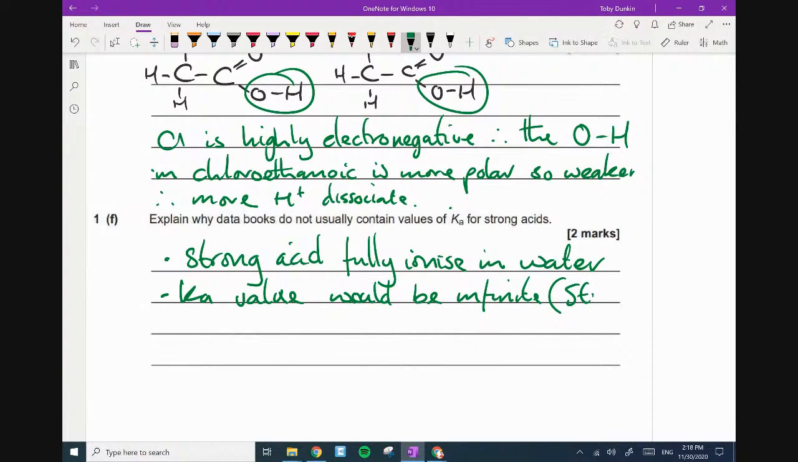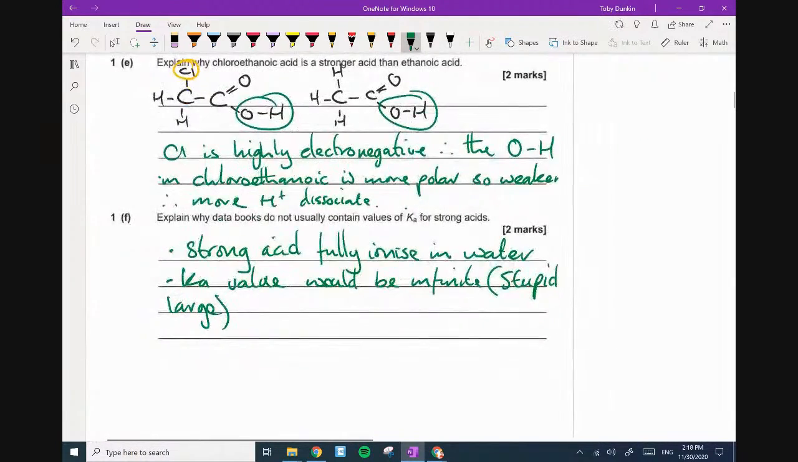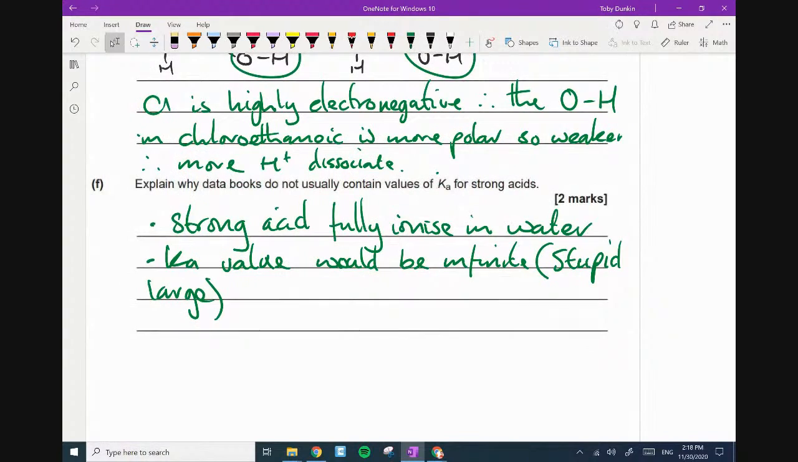Brackets, stupid, crazy big, stupid large. Oh, it's really chuckled me. I like that one. It's one of my favorites. 2 marks. Yeah, fully ionized, Ka value would be infinite.